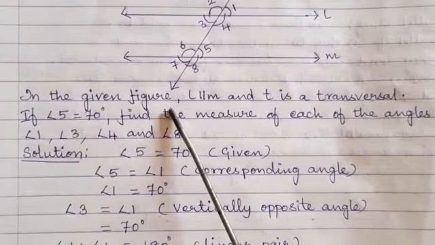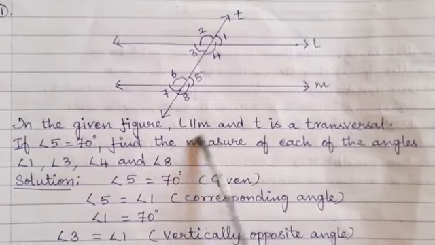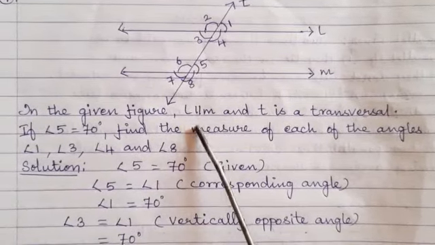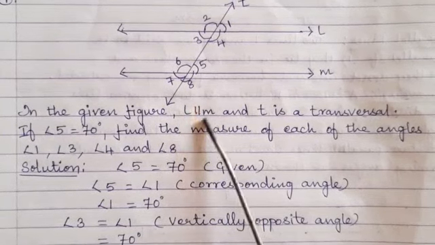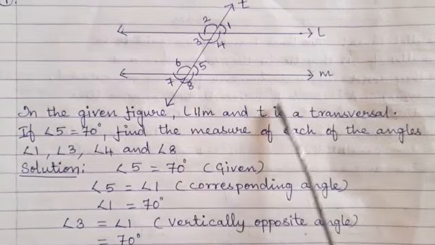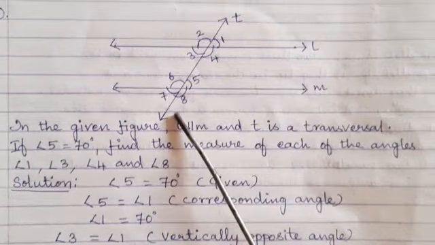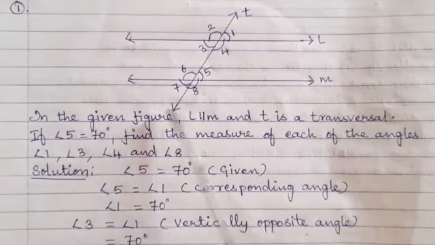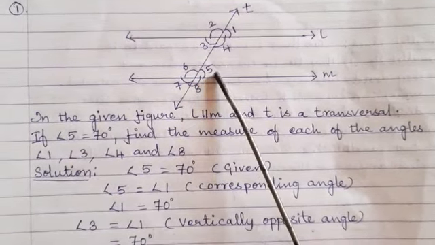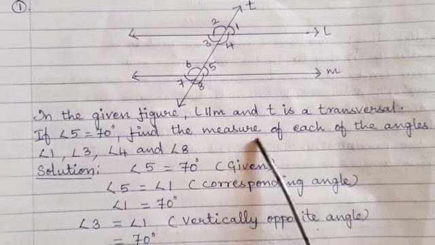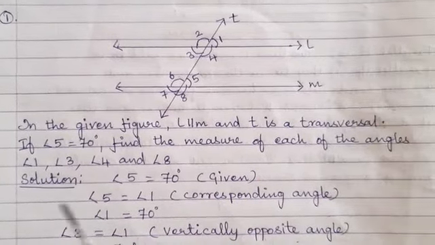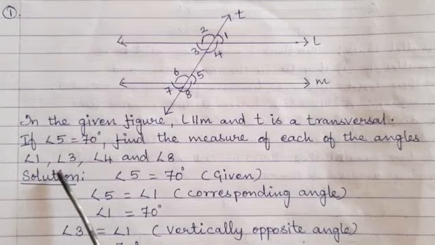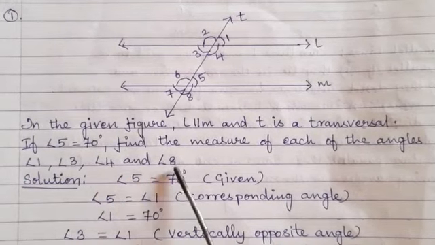See here in the given figure, L and M are parallel. This is the symbol of parallel lines, and T is a transversal, and angle 5 equals 70 degrees. Only one angle is given, that is 70 degrees. Find the measure of each of the angles. Here we have to find angle 1, angle 3, angle 4 and angle 8.